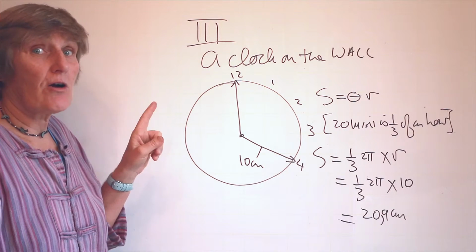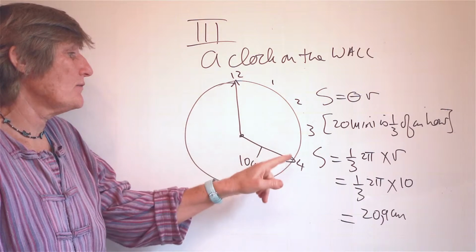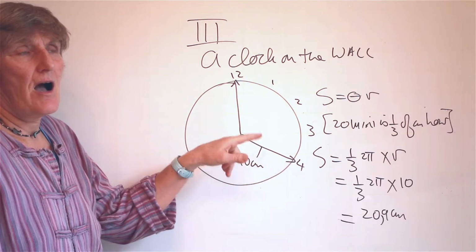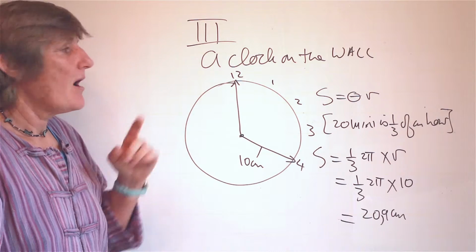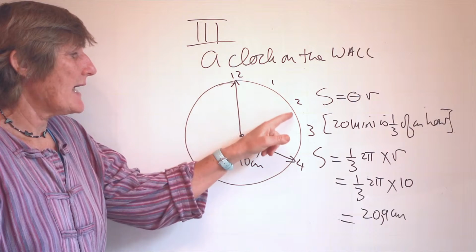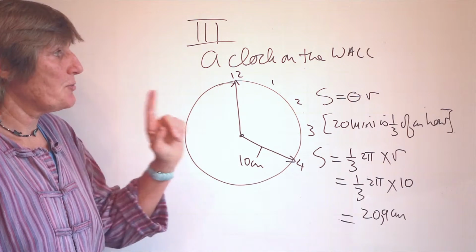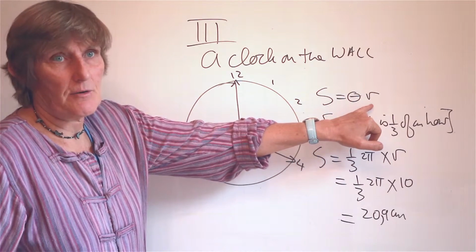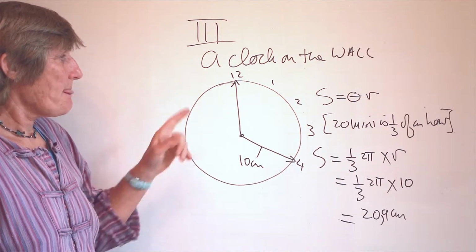So let me ask you a question now. Say you have a clock on the wall, and the minute hand goes from 12 to 4. Okay, so it's been 20 minutes. And the radius of the clock, let's say it's 10 centimeters. How far did the hand of the clock go? Now you can solve that now, because we have the formula, the arc length is theta times r, where theta is in radians.